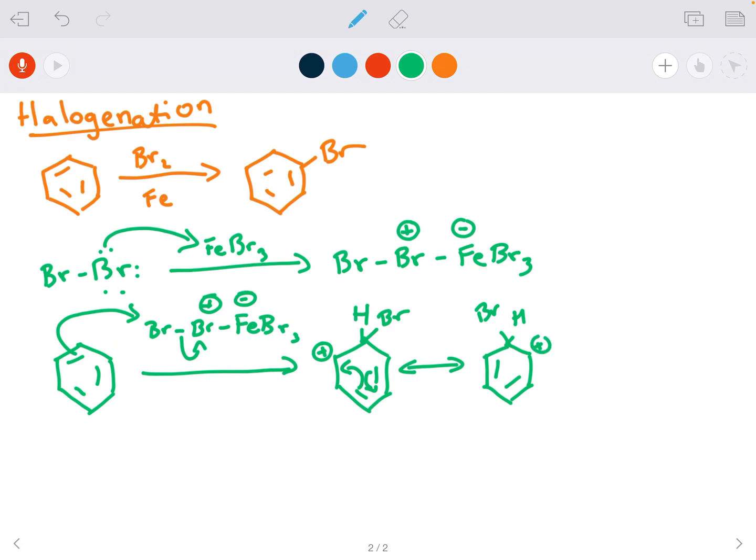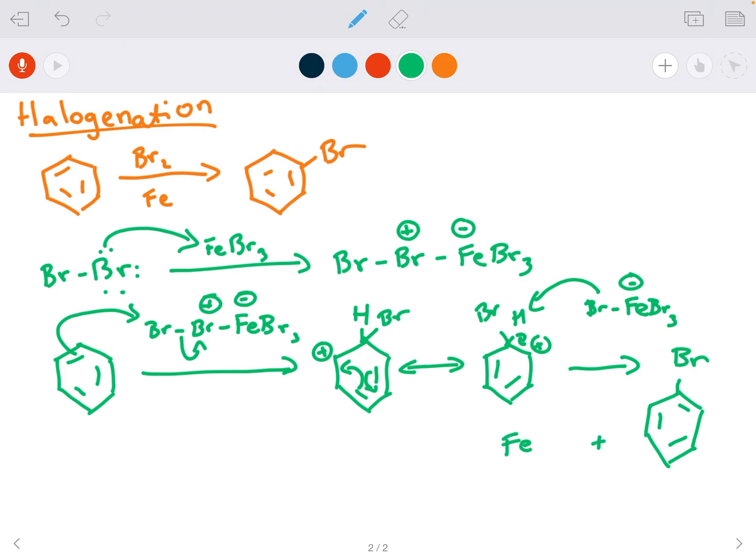Right, so my carbocation will move over to here now with the resonance, and my bromide from the iron tribromide complex can attack this hydrogen, and the electrons from that hydrogen move down to reform the aromaticity in the ring. And now I'm left with my final product of the electrophilic aromatic substitution, in this case, halogenation. And of course, I have my catalyst reformed. So the iron tribromide here, that Lewis acid, is a catalyst.